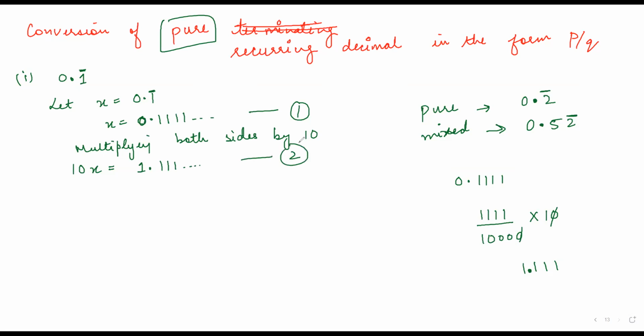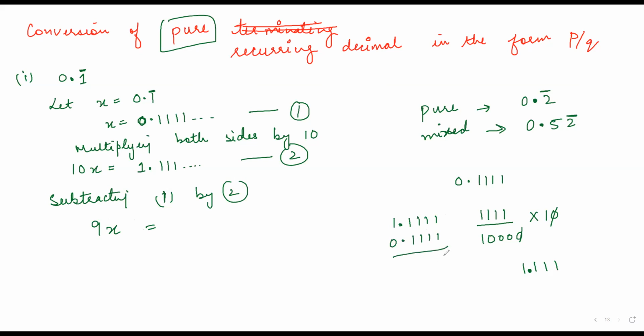Now we subtract the first equation from the second equation. So what will happen? 10x minus x, how many x? 9x, right? And on the right hand side, 1.1111, you are subtracting 0.1111. So what will you get? 0, 0, 0, 0, and only 1 will remain here. Understood? So I'll get a 1 here.